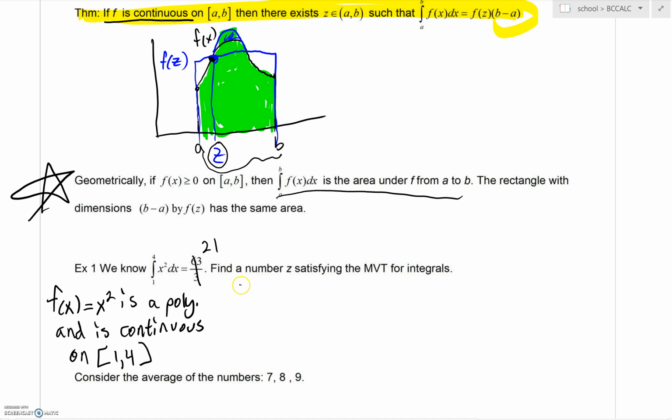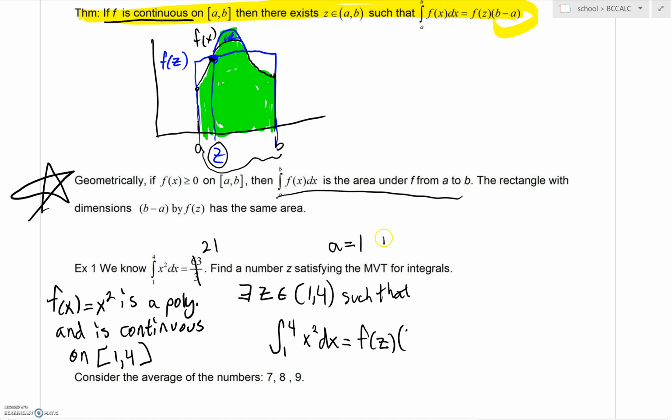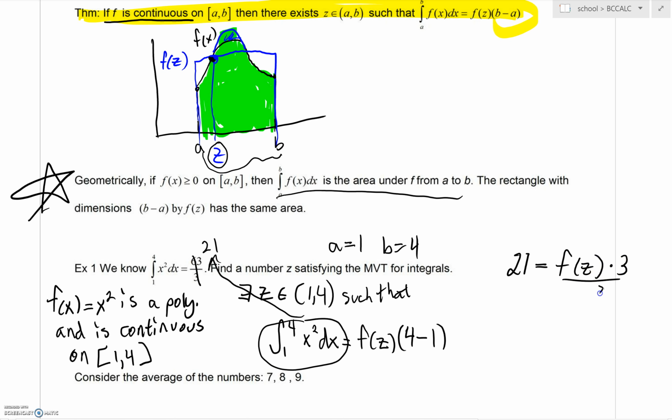So what do we know? We can say there exists a z on the open interval from 1 to 4, such that this integral from 1 to 4 of x squared dx would equal f of z times b minus a. Well, guess what? Your a is equal to 1, your b is equal to 4, so that's 4 minus 1. Well, we already know that this left-hand side, we could have figured it out. It's 21. So 21 is equal to f of z times 3. I'm going to divide both sides by 3. 21 divided by 3 is a 7.